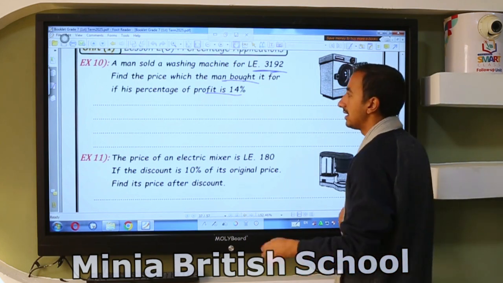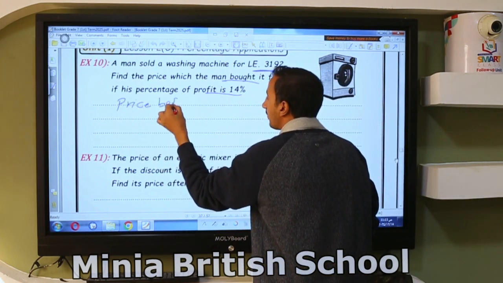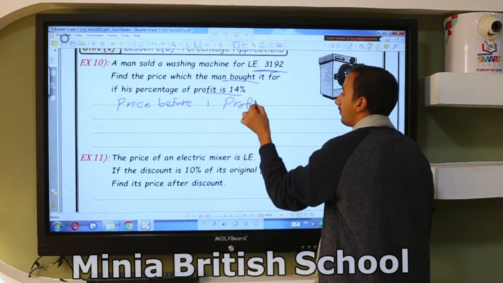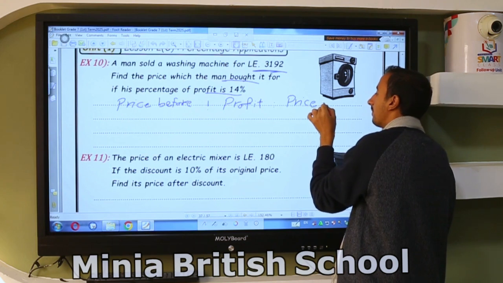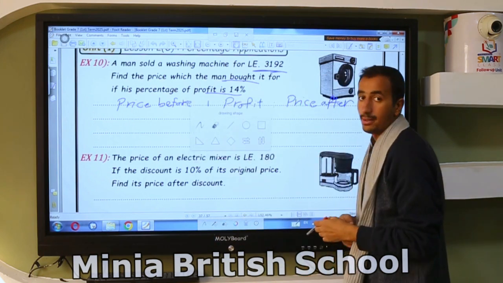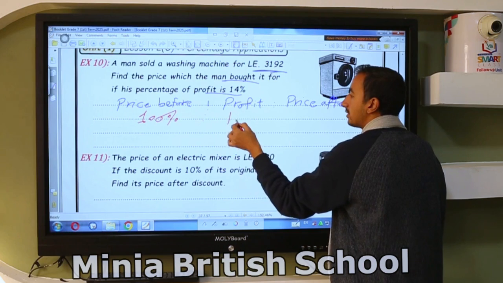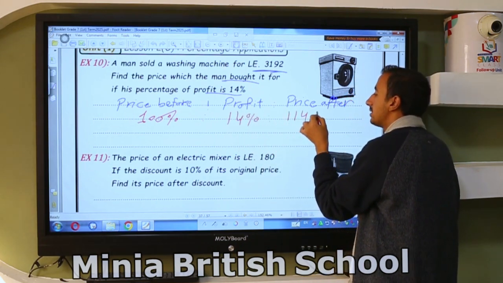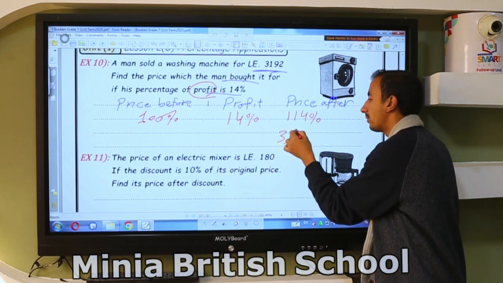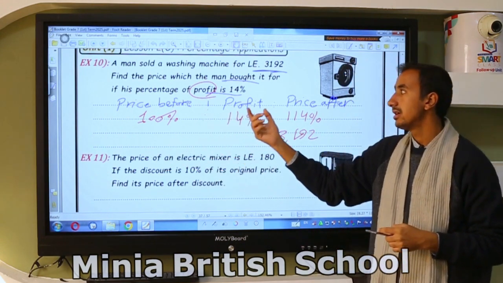Okay, here I can find the ratio here: price before profit percentage, price after the profit. We have a percentage of the original price or price before, 100%. Here 14%, 114% because it's this profit. Can add it. Down to 114, 3,192 of the price after. Find the price before or the original price which the man bought it for.